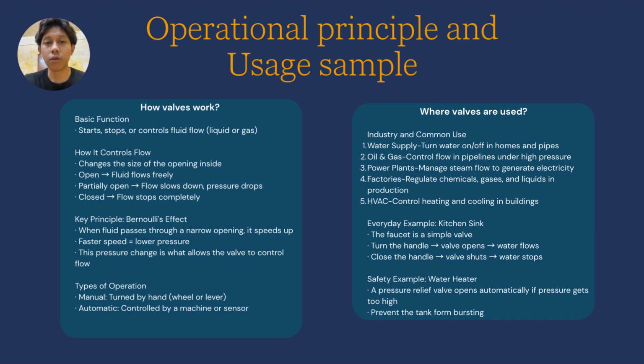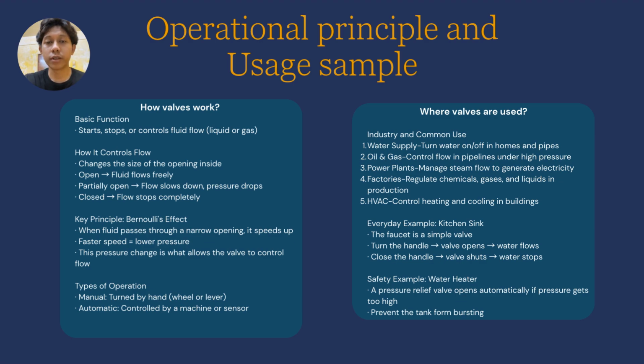So now, where are valves used? Valves are found in many places in water supply systems. They turn water on and off in homes. In oil and gas pipelines, they control flow under high pressure. Meanwhile, in power plants, they manage steam to generate electricity. In factories, they regulate chemicals and gases. And in HVAC systems, they control heating and cooling in buildings.